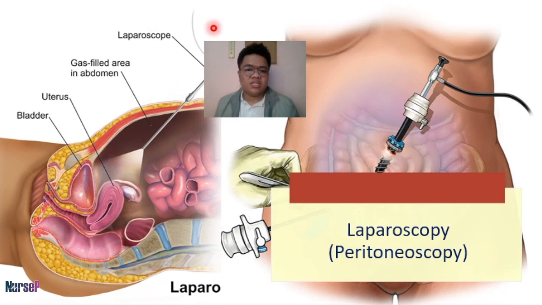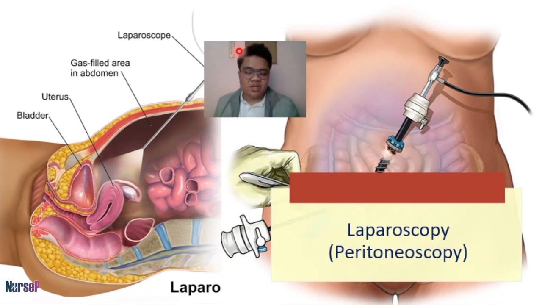Okay, prior to the procedure or during the procedure, once a skin incision is done, pneumoperitoneum is induced. So when I say pneumoperitoneum, carbon dioxide is injected into the peritoneal cavity. The purpose of that is to separate the intestines from the pelvic organs, and it will also aid in the visualization. Okay, so a small incision is also made lateral to the umbilicus to permit the visualization of the organs.